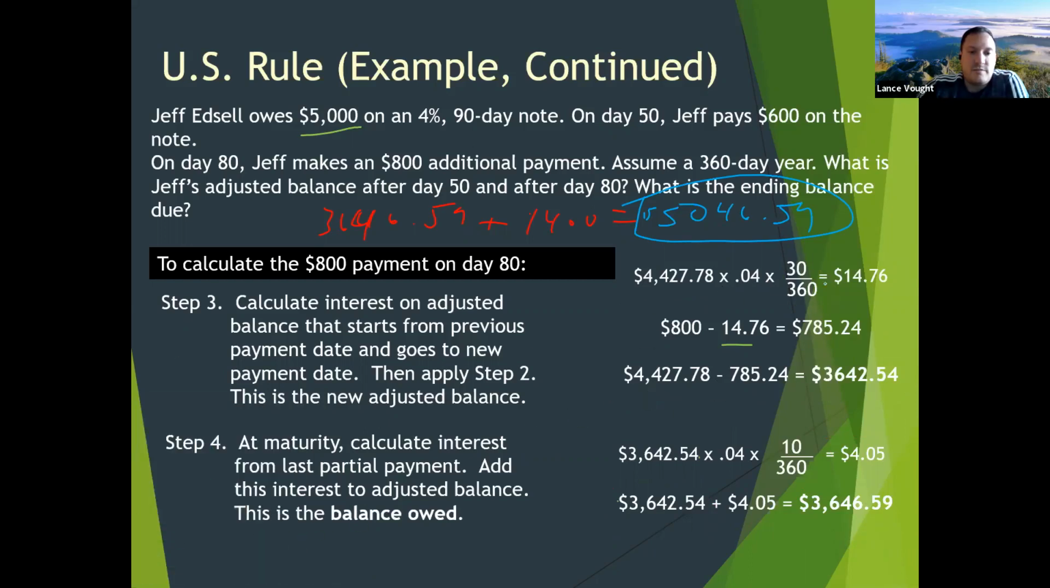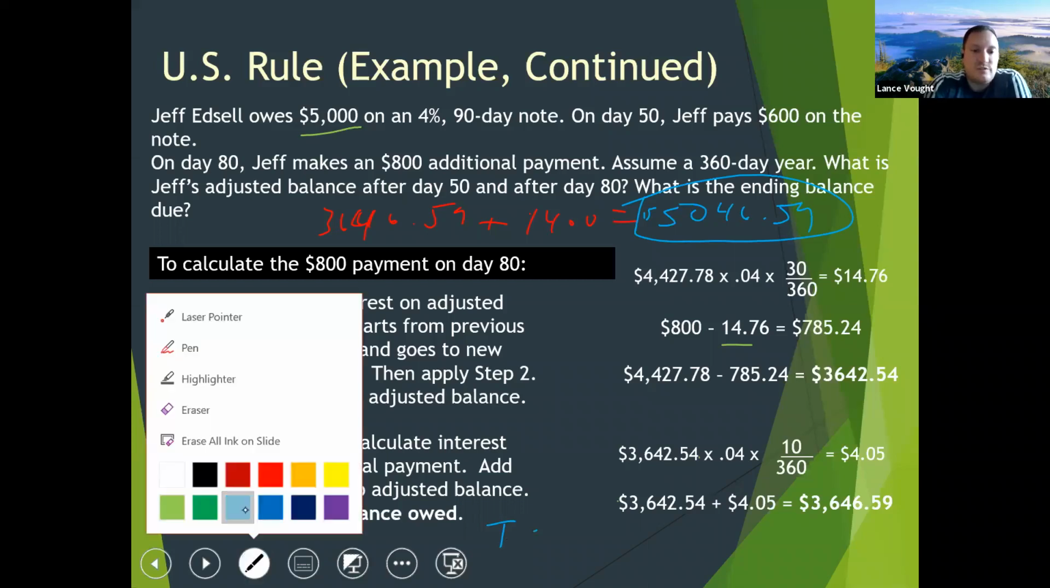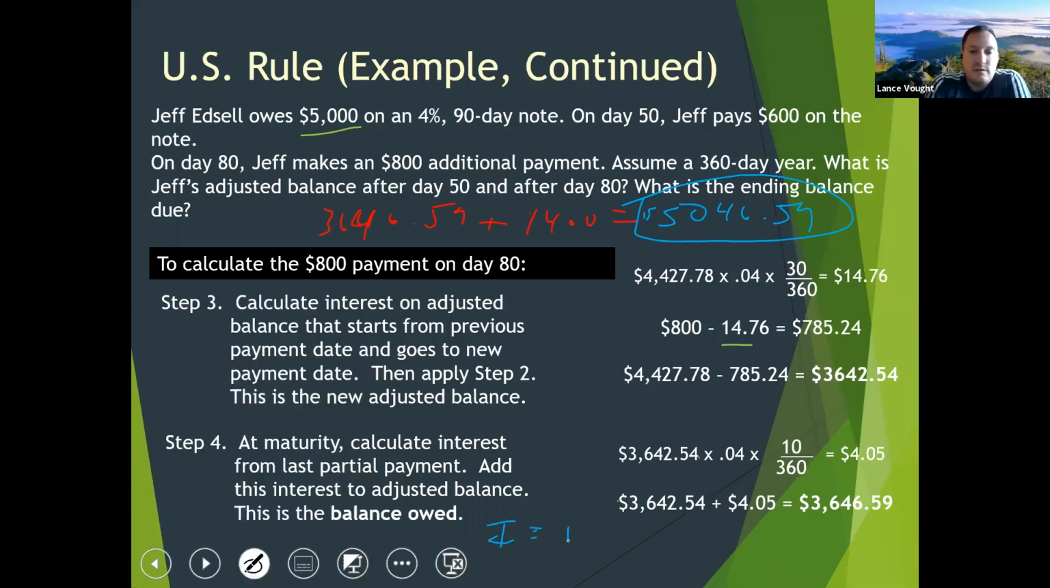So just to set it up to help you out, first you need to calculate the interest that he would pay, which is going to be I equals P times R times T. So you would have 5,000 times 0.04 times 0.25, because it's 90 over 360. And that'll give you your interest payment. And then the maturity value is going to be 50,000. Or excuse me, 5,000 plus the interest.